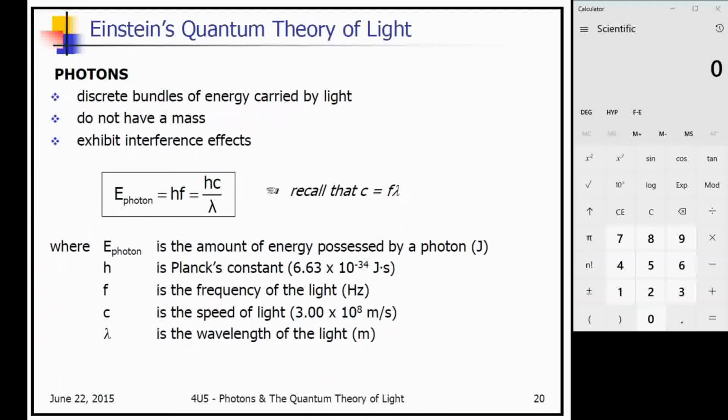So copy this slide down here. Photons are discrete bundles of energy carried by light. They do not have mass, but they exhibit interference effects. The energy of a photon is E = hf, where h is Planck's constant. It could also be written as E = hc/λ, where c is the speed of light, and λ is, of course, the wavelength of the light. So you might want to pause to copy down the definitions of each of those terms.